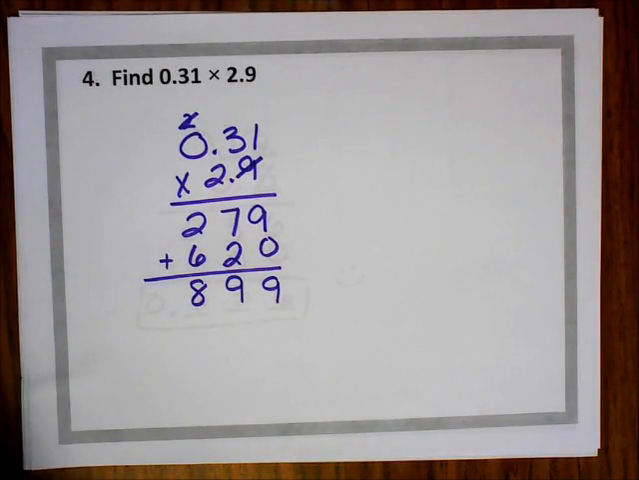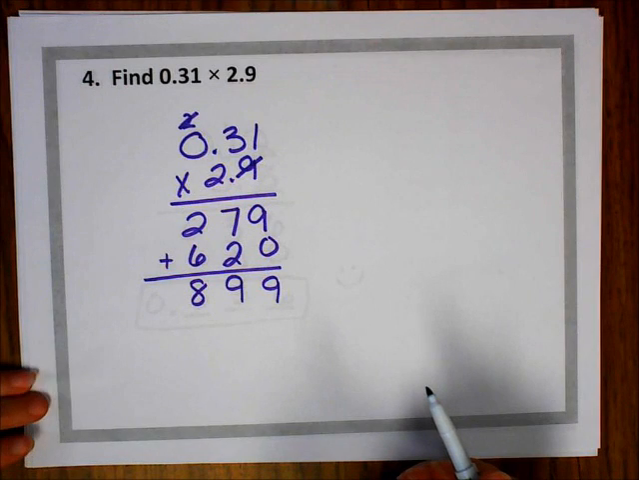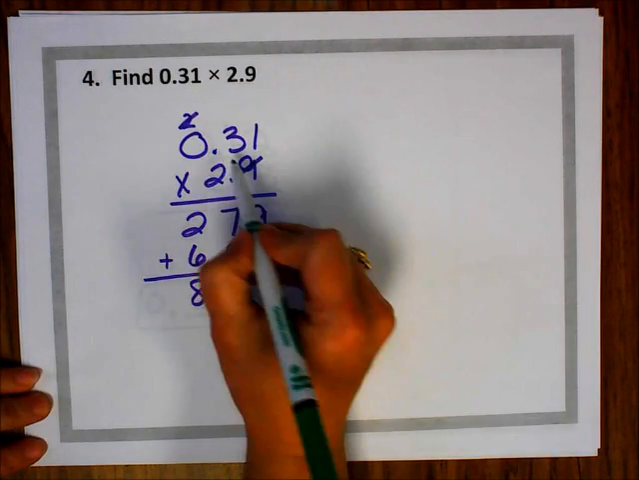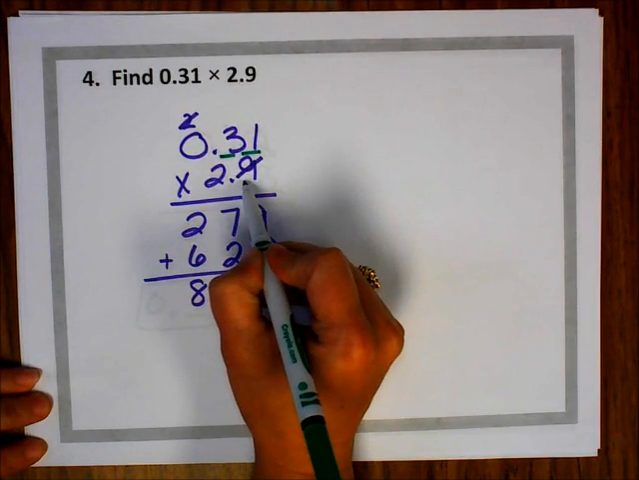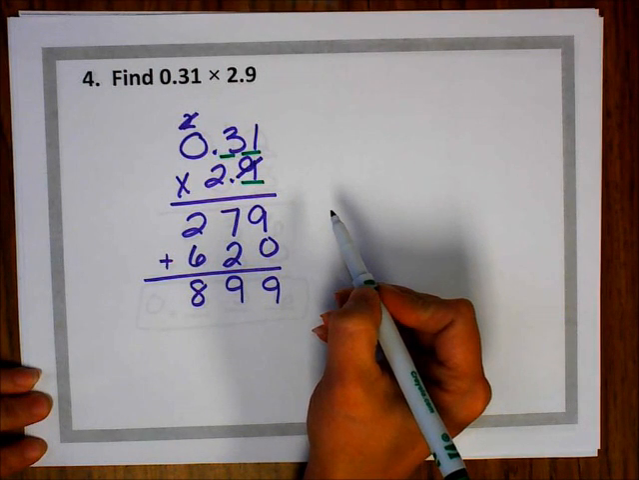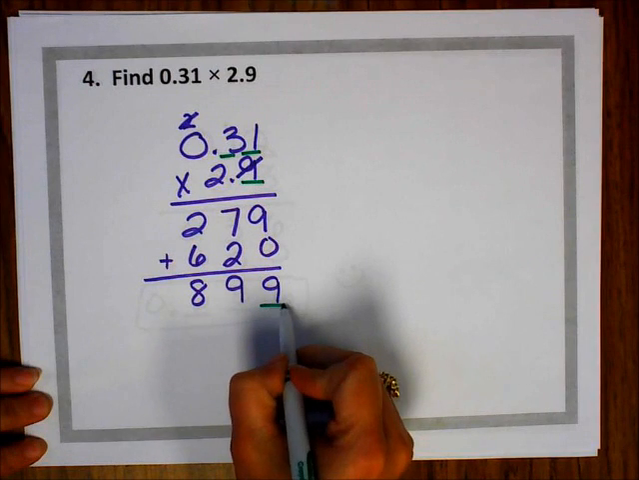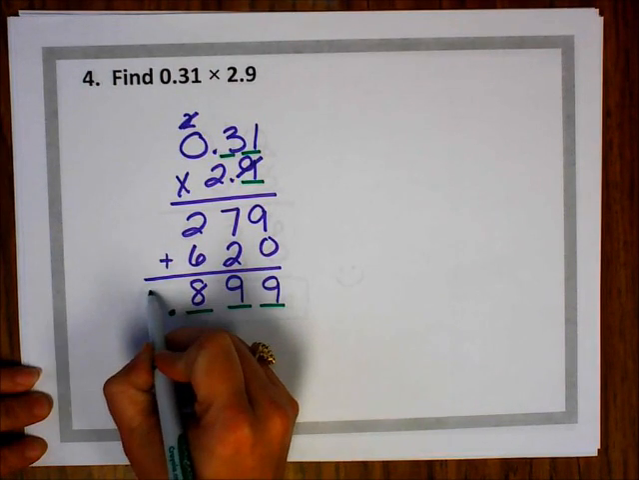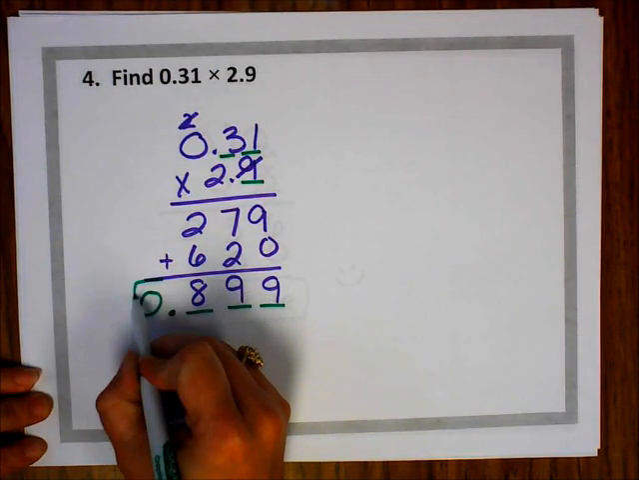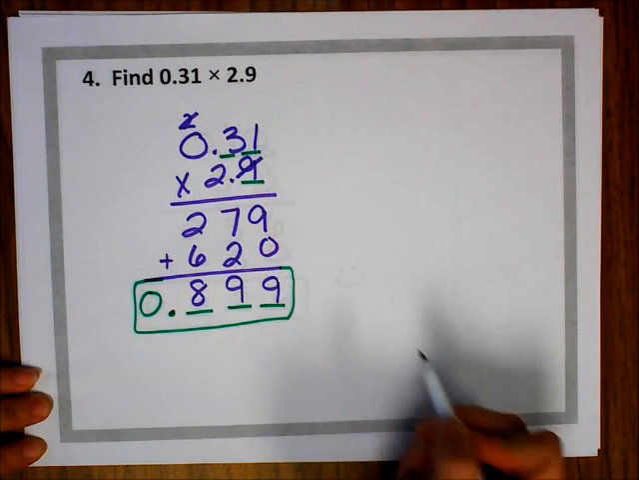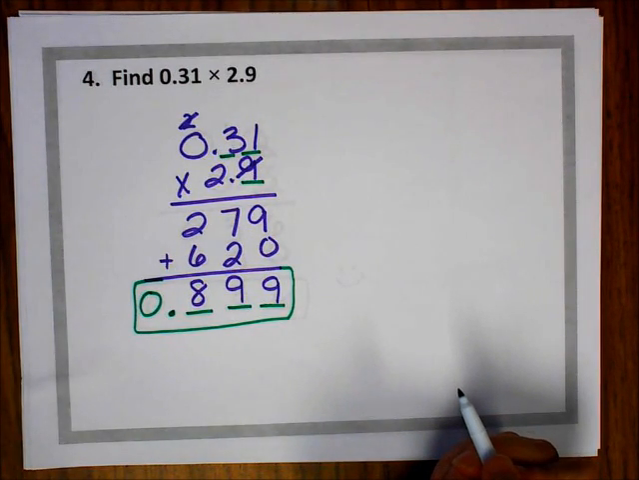Now I need to determine where my decimal goes. So I count to see how many numbers are behind the decimal in the problem. 1, 2, 3 numbers behind the decimal in the problem. So I must have 3 decimals behind in my answer. 1, 2, 3. And again, there's not a number in the ones position, so I ought to add a 0 for a placeholder.